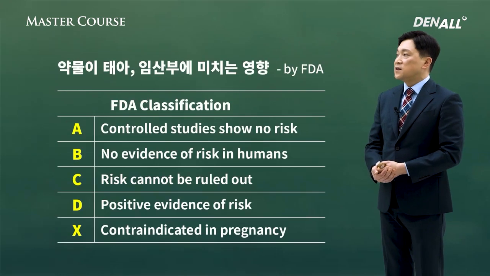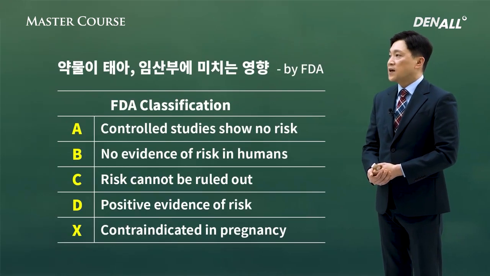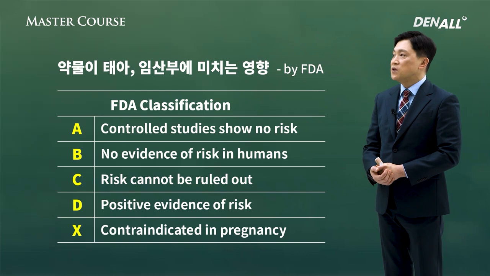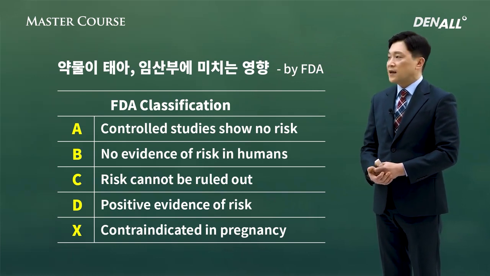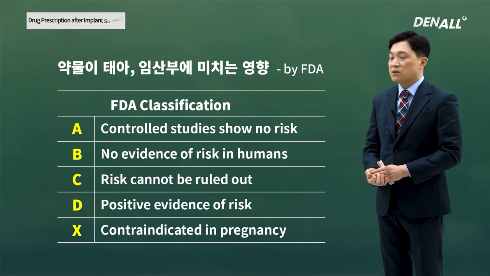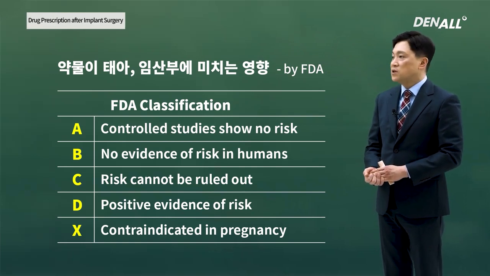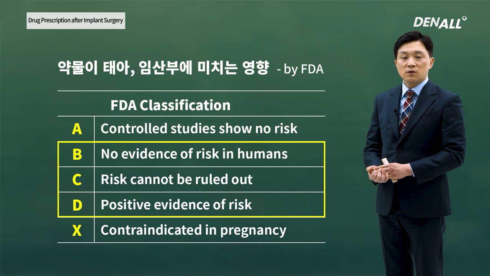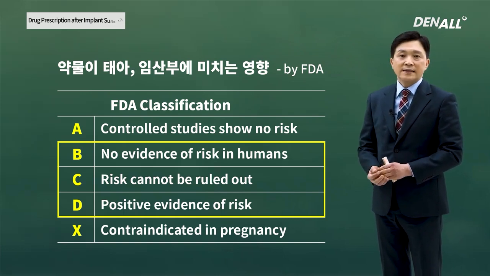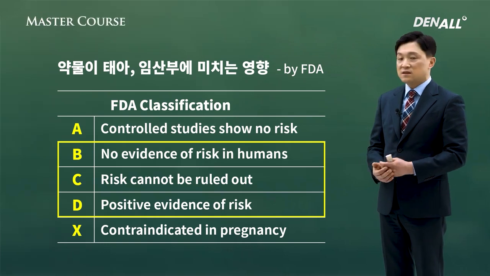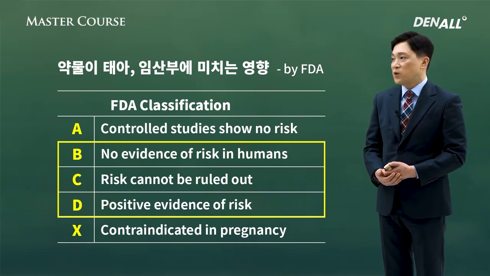The risk of medications is classified by FDA in terms of the impact to fetus and pregnant women. A is the most safe one, and most drugs we prescribe would fall into B, C, or D. And if the drug is B, but if it is used for a long time, then it can fall into class D.